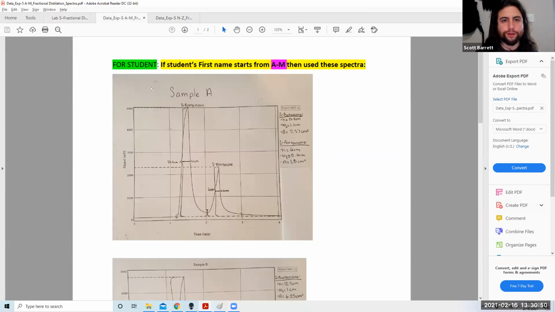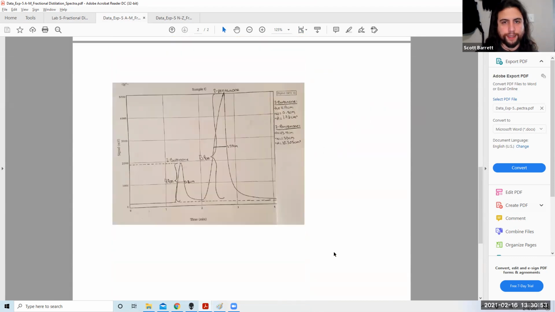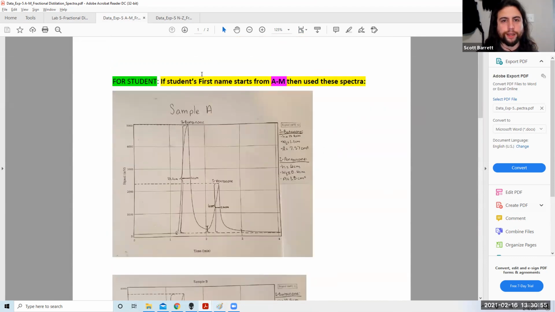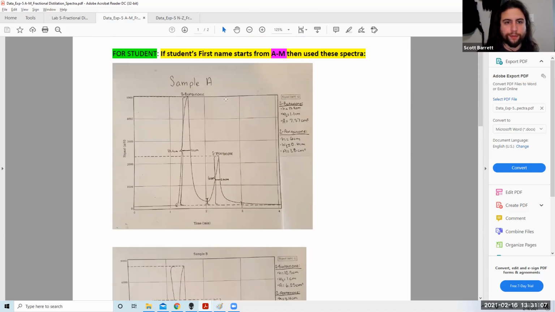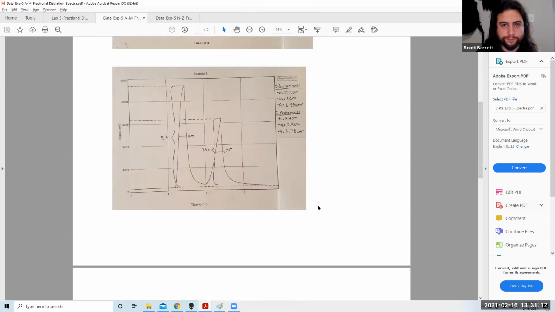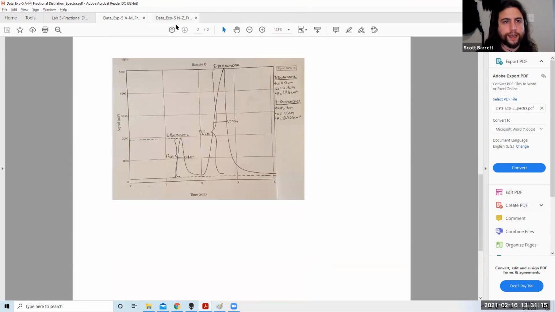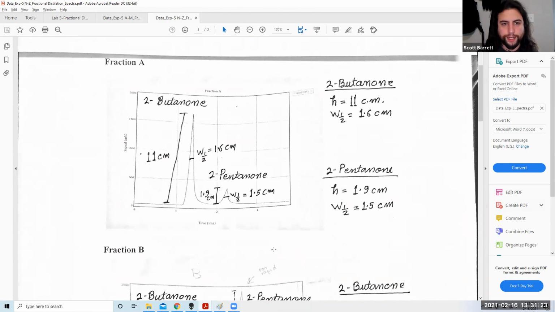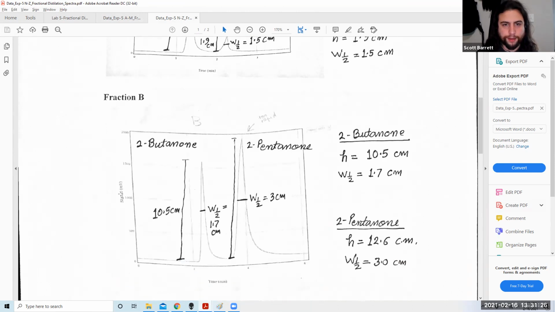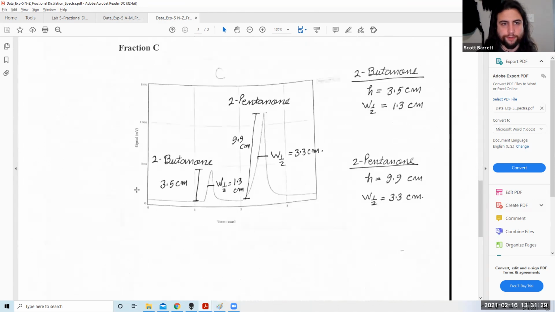Okay, so students A through M, you'll be utilizing this data here, and it would be as if you had separated your components and you ran a GC, gas chromatography, on the components. You would have this sample A you've run, 2-butanone separate from 2-pentanone, sample B run, and then a sample C run. And if your first name starts with N to Z, then you would go forward right here and utilize the data for fraction A, fraction B, and fraction C.